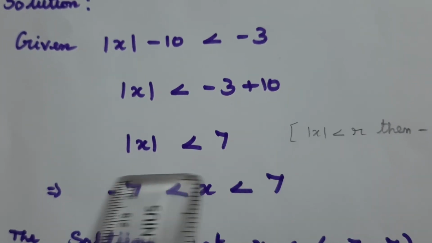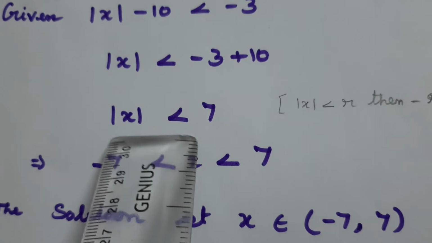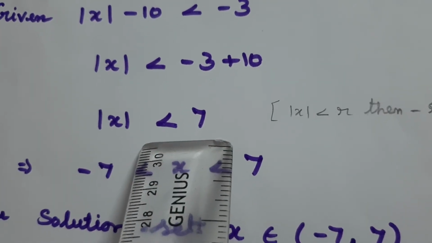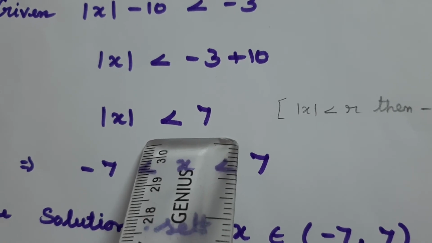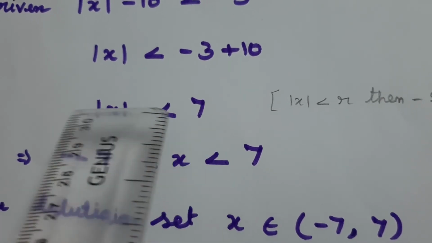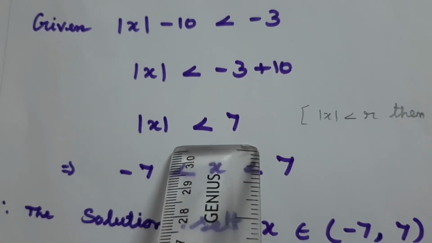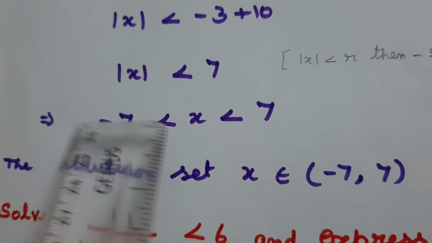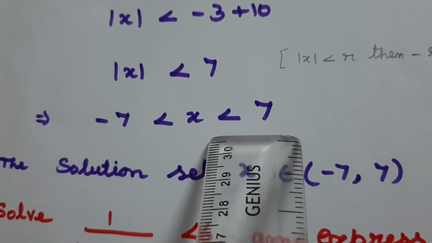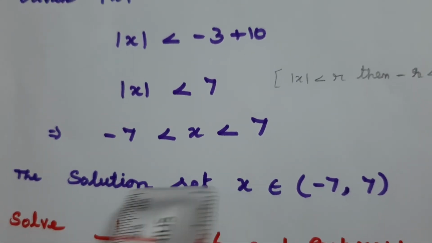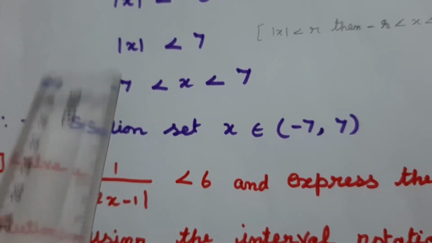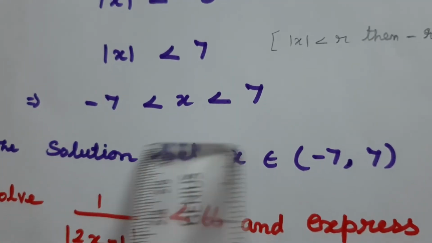This is in what form? First property, modulus of x is less than r. So first property means you know that it could be written as minus r less than x less than r. So in the place of r what you will have? 7. So therefore this can be written as minus 7 less than x less than plus 7. Therefore the solution set is x belongs to minus 7 comma plus 7. Clear?